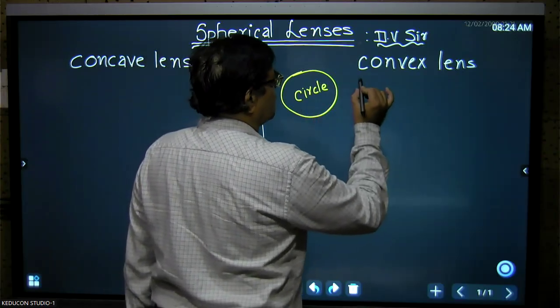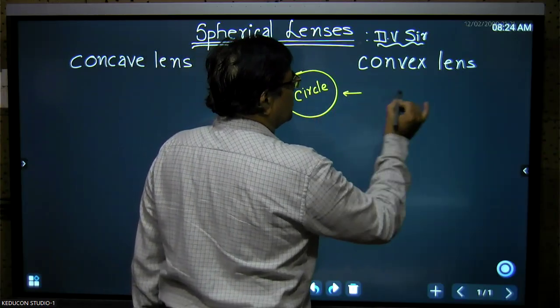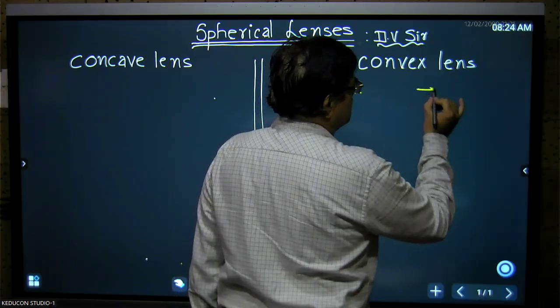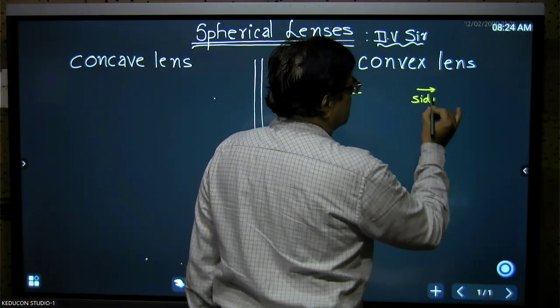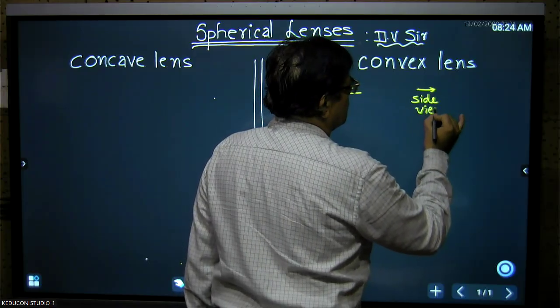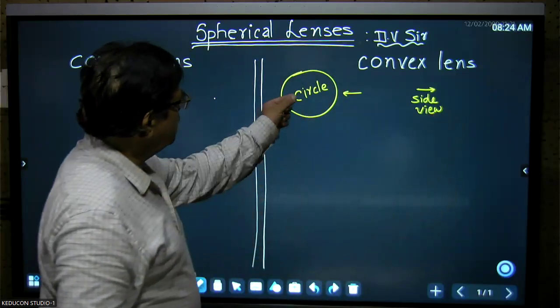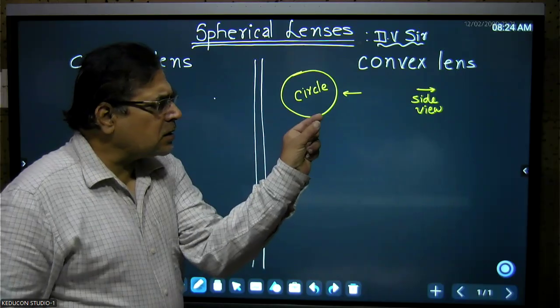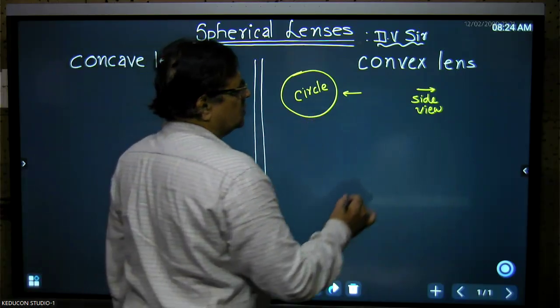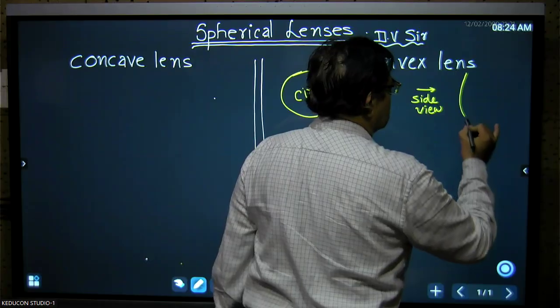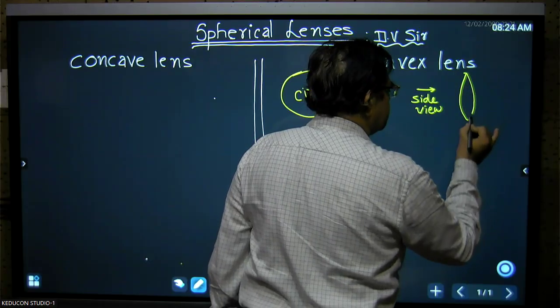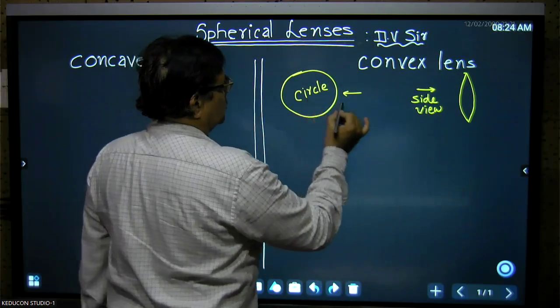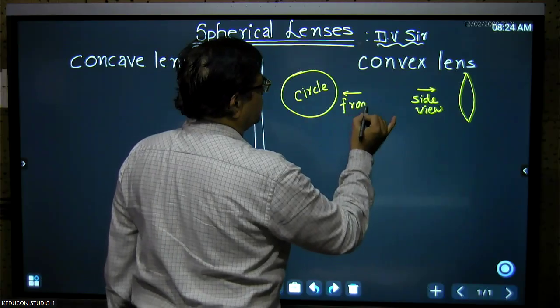If you see it from the side view, like I hold it like this and see it here from the side, then side view will be like this. So this is what front view.